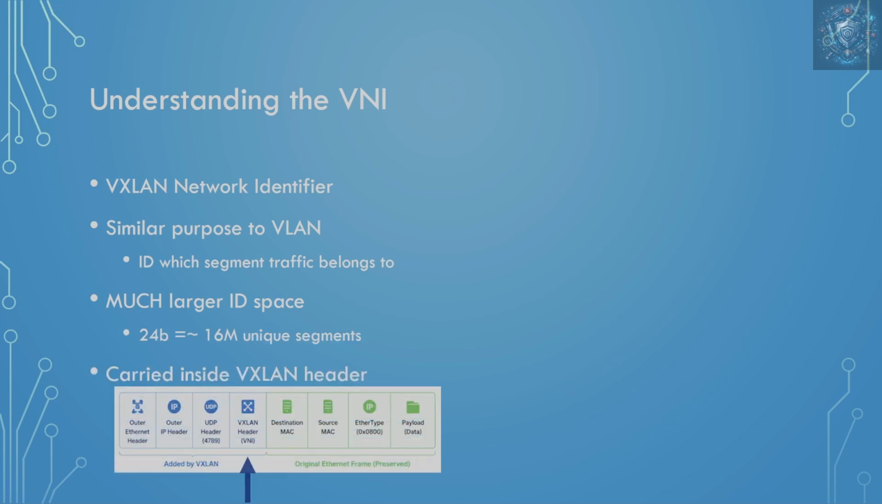So specifically talking about the VNI here, it is probably one of the more important concepts when we're talking about VXLAN. And what it does, it serves a role that's very similar to the VLAN ID, in that it identifies which logical segment the traffic belongs to. The main difference between a VNI and a VLAN ID is the scale we're talking about.